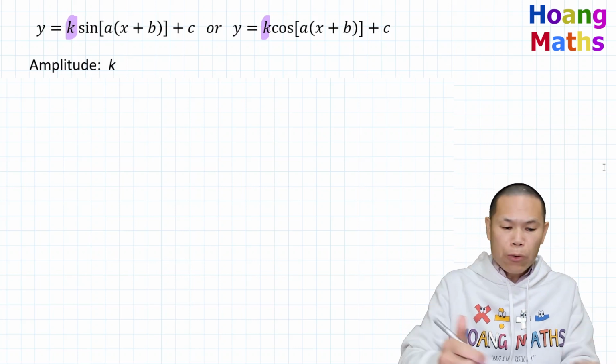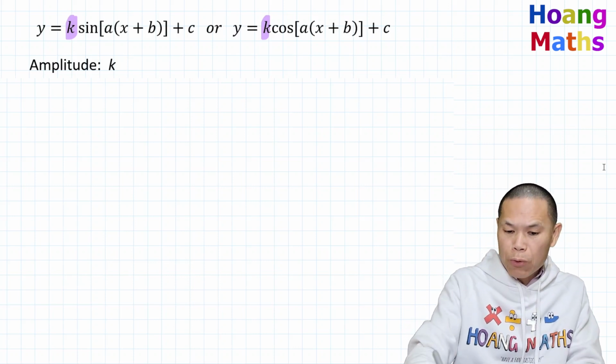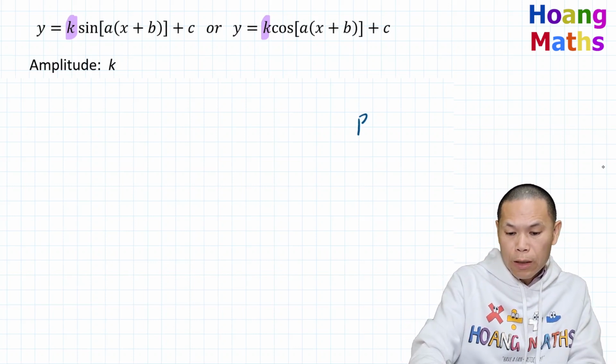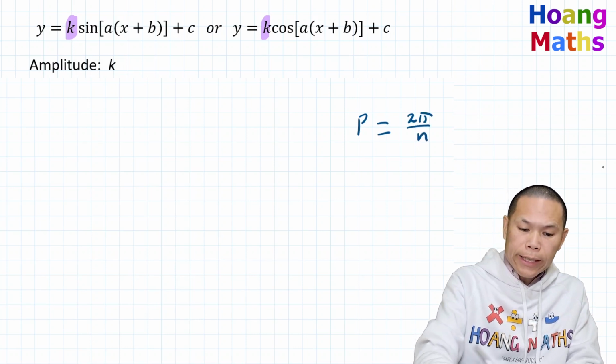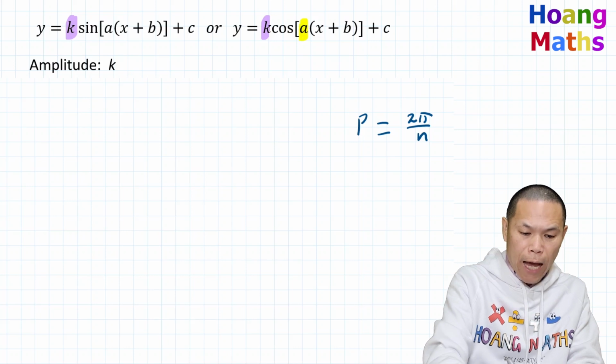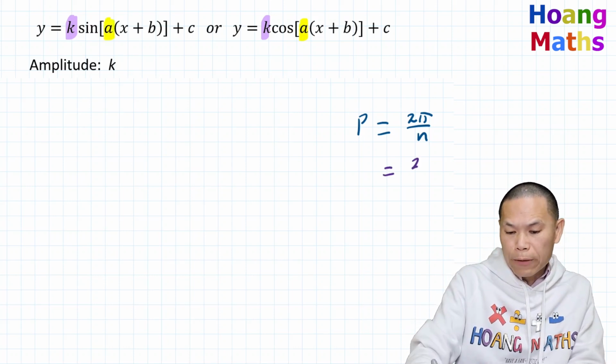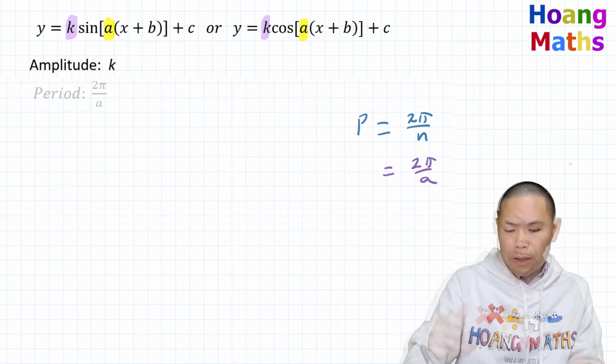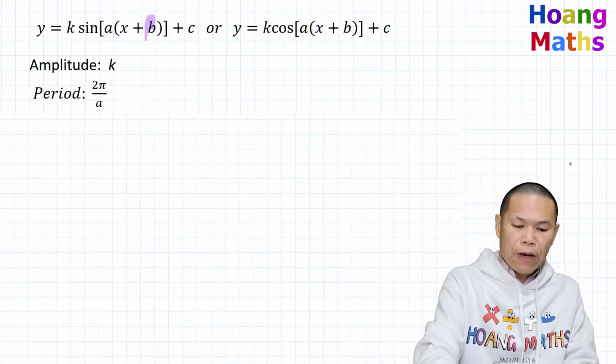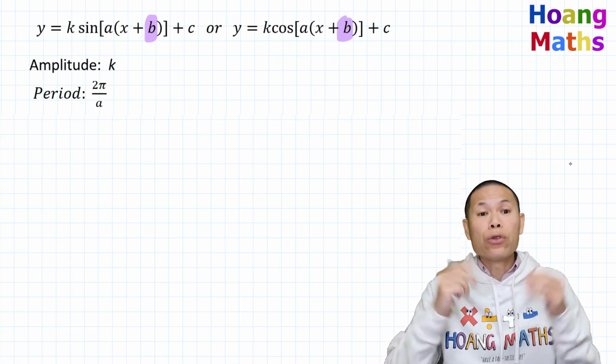And to find the period, we know that the period P is 2 pi over n. But in this case, n here is a. So therefore, the period is 2 pi over a. And b is the phase shift, and it's the horizontal shift if you like.